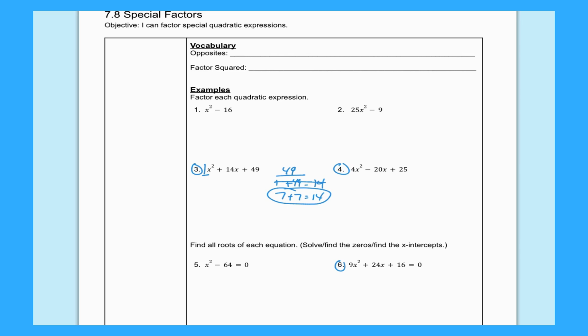So we would do 1x squared plus 7x plus 7x. So those two numbers here go here, plus 49. And then we factor by grouping. So I can group the first two, group the second two. GCF is 1x. And then divide out that 1x, I get x plus 7. GCF here is positive 7. Factor that out, I get an x plus 7.